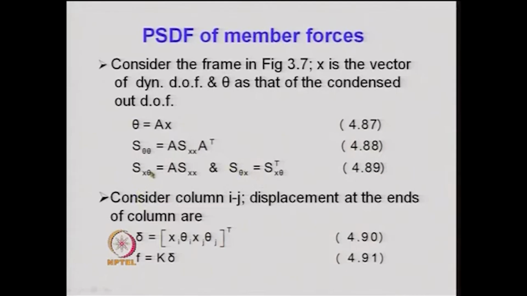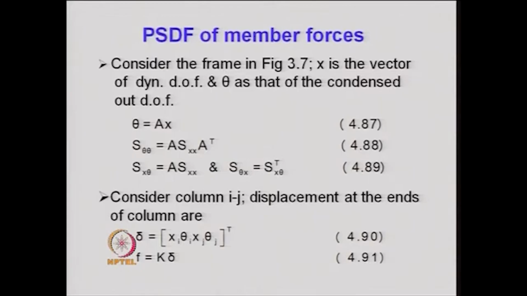Now, once we have obtained S theta theta, that is the power spectral density function matrix of rotation, the power spectral density function matrix of displacement, and the cross power spectral density function matrix between rotation and displacements, then from those matrices one can select the specific terms of the power spectral density function to construct the power spectral density function matrix, which will be used in finding out the power spectral density function of member end forces.